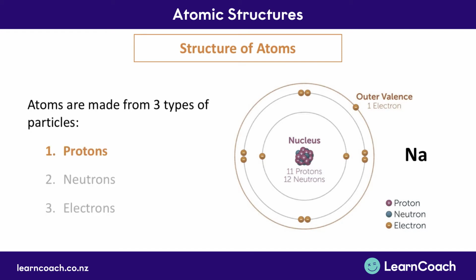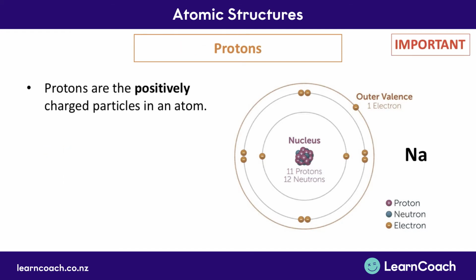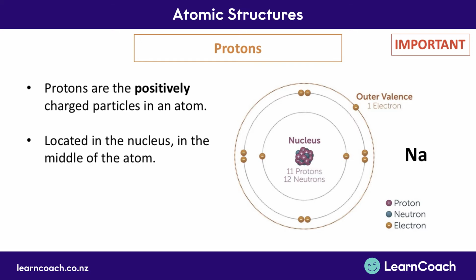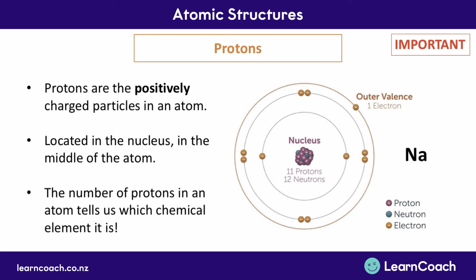Let's first focus on protons. Protons are the positively charged particles within an atom. As you can see from our diagram of a sodium atom on the right, these positively charged protons are located in that central nucleus. Perhaps one of the most important things that you need to take away from this slide is the fact that the number of protons in an atom tells us which chemical element it is. So let's take a closer look at what this means.